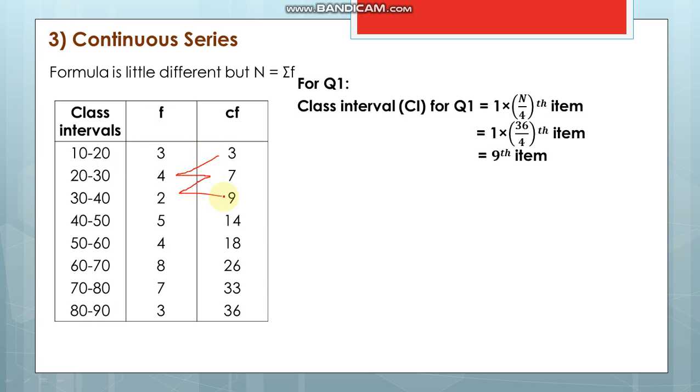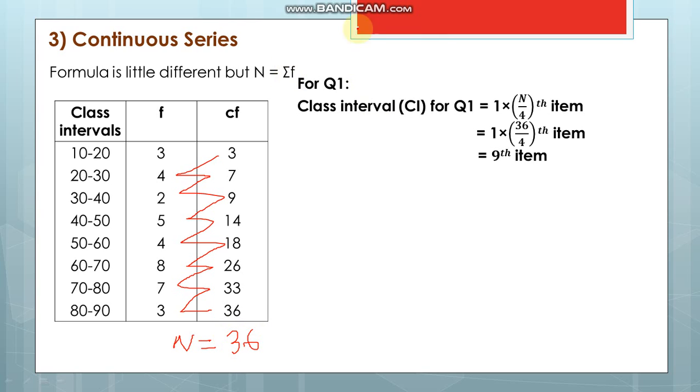3 plus 4 is 7, 7 plus 2 is 9, 9 plus 5 is 14, 14 plus 4 is 18, 18 plus 8 is 26, 26 plus 7 is 33, 33 plus 3 is 36. So my cumulative frequency N equals summation f equals 36. Okay, now my first formula is a little bit different.